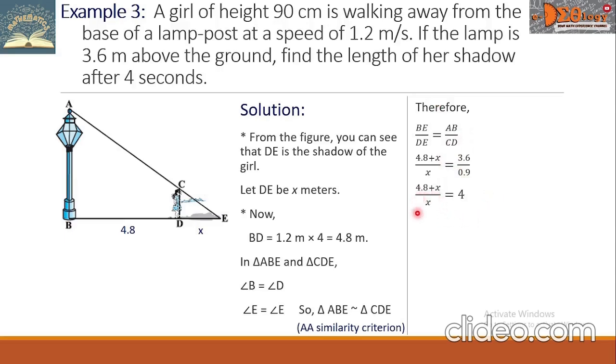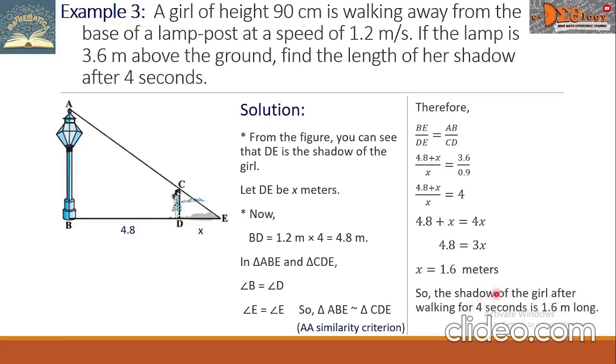Now we cross multiply x to the right, we have now 4x. We transpose this x to the right, it becomes negative x. So 4x minus x will be 3x. From here, we divide the equation by 3 to get the value of x. So that will be x equals 1.6 meters. So, the shadow of the girl after walking for 4 seconds is 1.6 meters long.